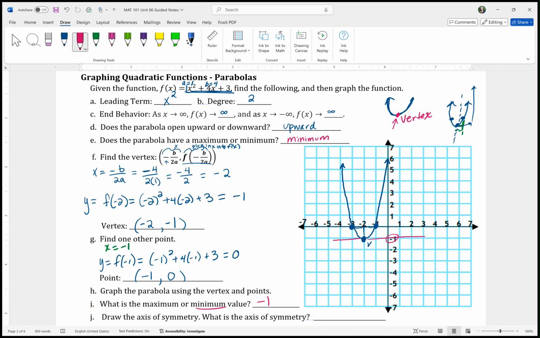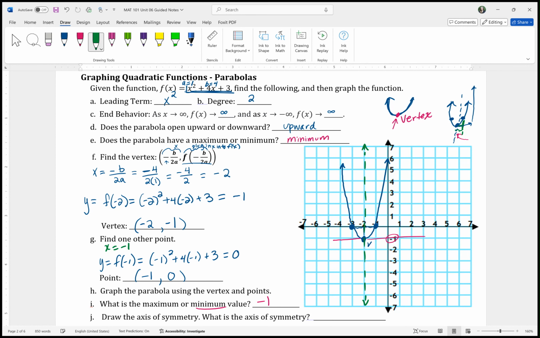Then it says draw the axis of symmetry. Just like I did up here where I drew the axis of symmetry, we want to do that on the graph. The axis of symmetry is going to go right down through the middle of the vertex. It's basically cutting it in half. So we're going to go right down through the middle of the vertex.